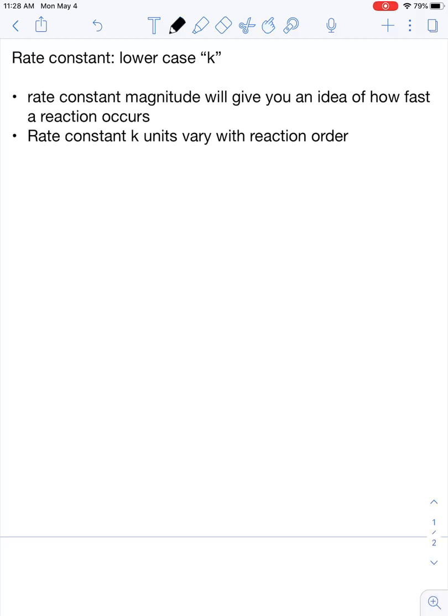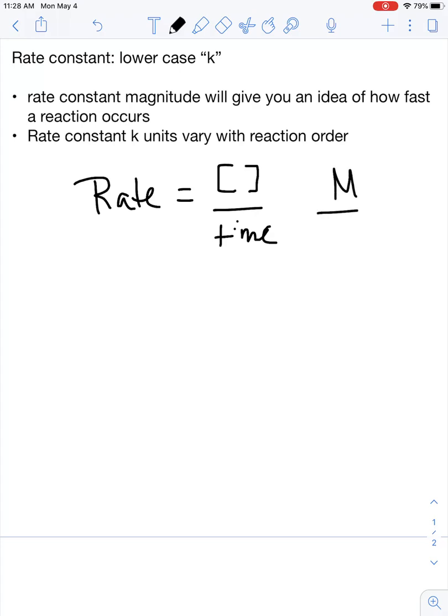Let's start with a zero order. Well, let's just talk about rate first. Rate, again, if you're driving a car, it's miles per hour. It's always going to be something per time. In chemistry, of course, we use concentration per time, and usually it's going to be molarity. Our time can vary, seconds, minutes, hours, whatever, but let's just say seconds for this case.